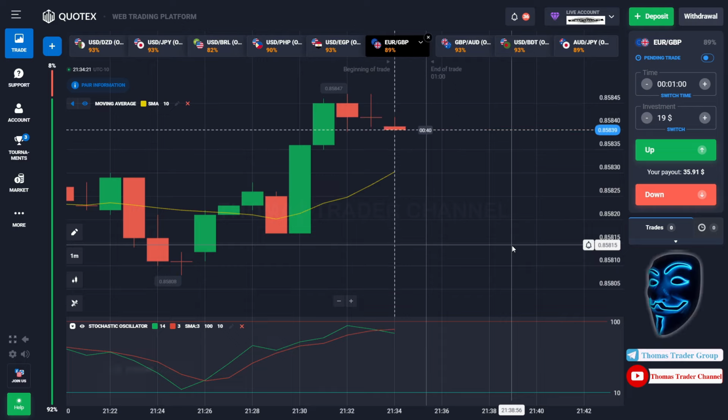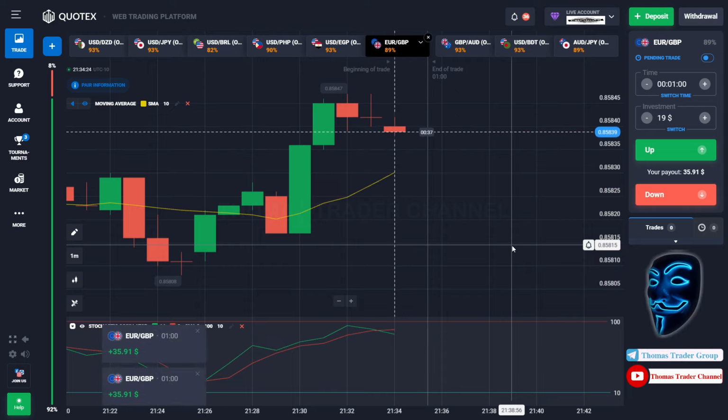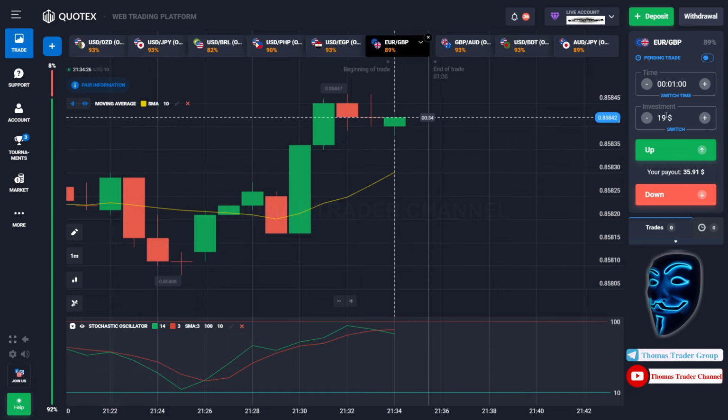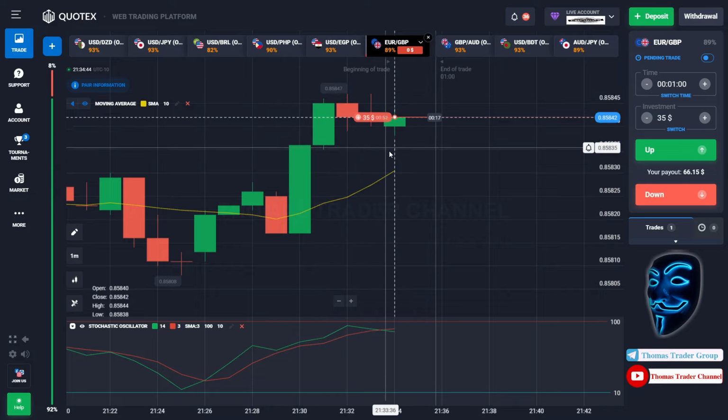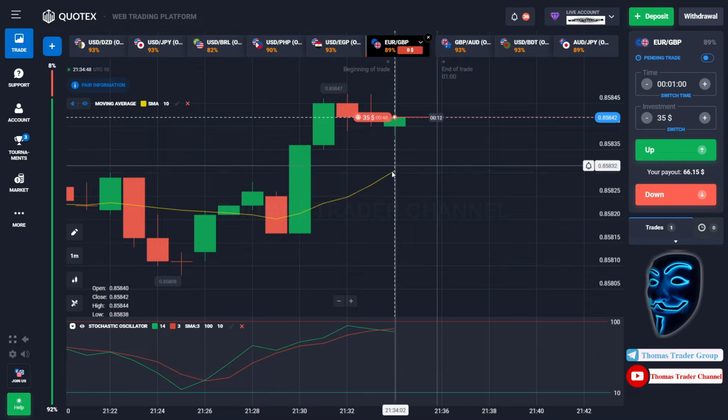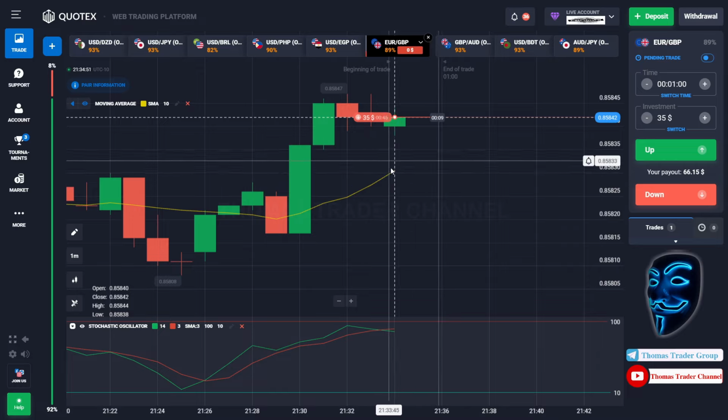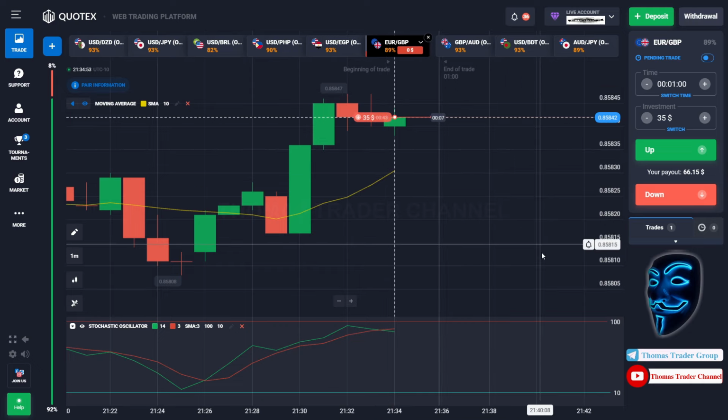We made a right prediction over here. We made a profit of $35. Let's change our investment into $35. Over here we still can open sell for 1 minute. Like what I said before, the market will continue the correction to the moving average line before it continue the bullish trend. Let's prove it and let's wait till the end of our trade.